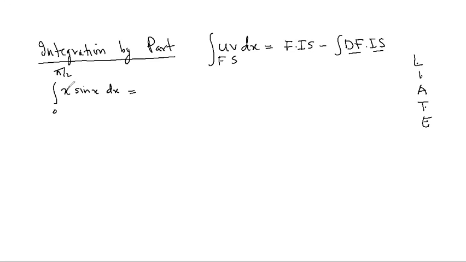We have x, which is called algebraic. We have sin x, which is trigonometric. Algebraic is before trigonometric. So this is your first function and this is your second function. Now just substitute in this formula. First function as it is. Integrate the second function. Minus integral of derivative of first, integral of second.